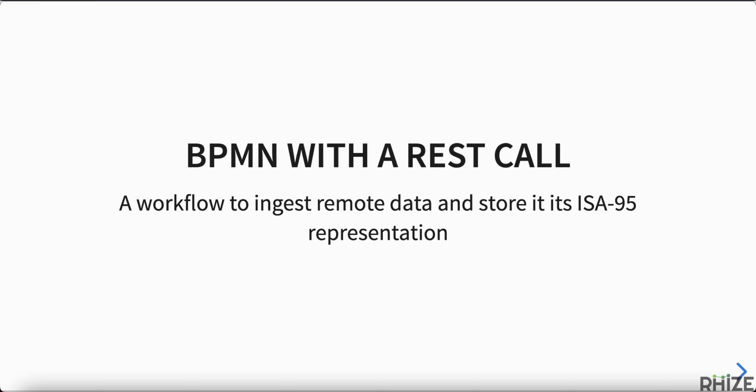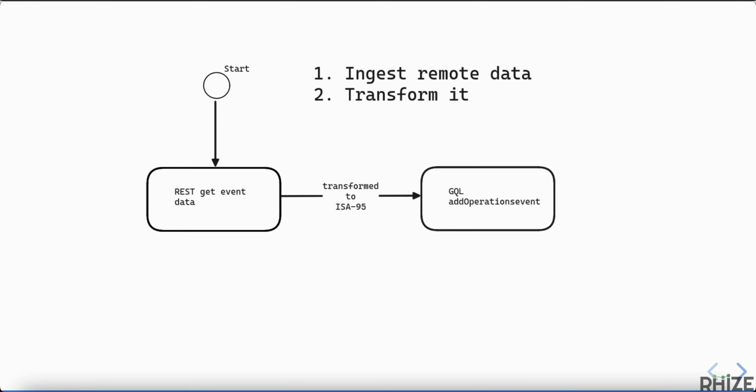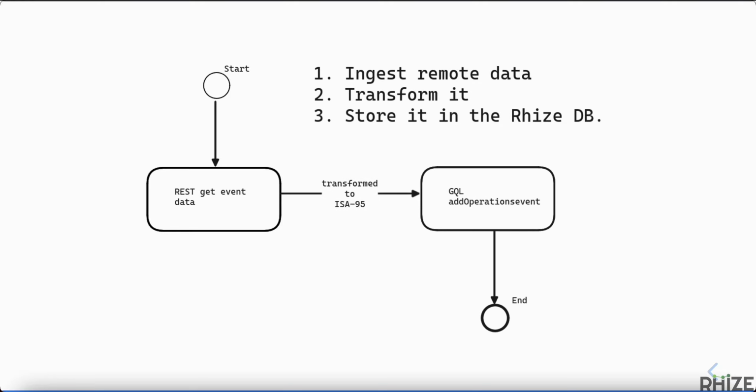In this video, I'm going to demonstrate how to use a Rhize BPMN workflow to get data from a remote API, transform it into ISA-95 representation, and then store that data in the Rhize graph database. We're going to use a weather API to map events data to the operation event object. In production systems, your workflows are more likely to interact with APIs for services such as ERPs and QA results. But the process of transformation is the same.